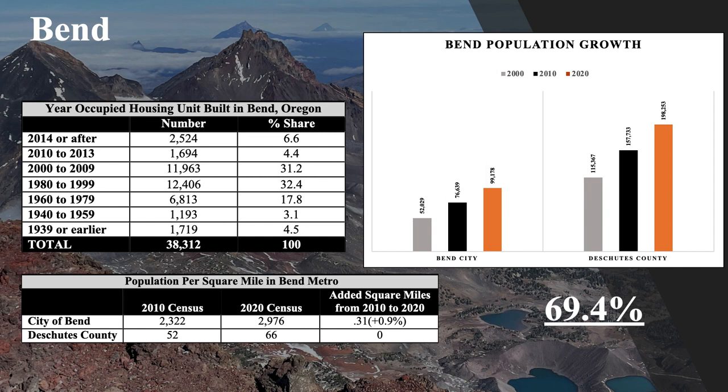An estimated 69.4% of the occupied households in Bend were single-family detached homes. This compares to 74.3% for Deschutes County and 63.6% for the state of Oregon. It is estimated that over 42% of these occupied housing units were constructed after the year 2000.